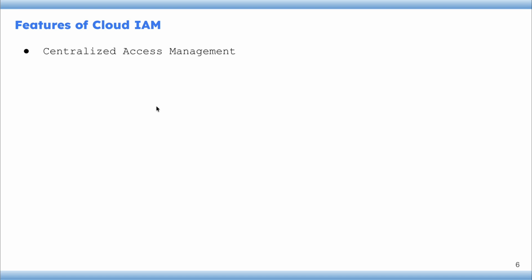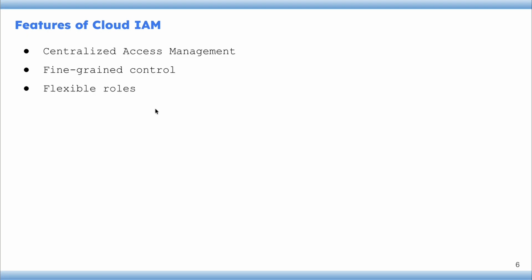And moving on to the next one, we'll be discussing the features of Cloud IAM. The first one is centralized access management. With Cloud IAM, you get a single place to manage your identities and permissions. The next one is fine-grained access control. You will be able to control access at the resource level and also at the action level. For example, you can allow only read-only access to a specific database table.